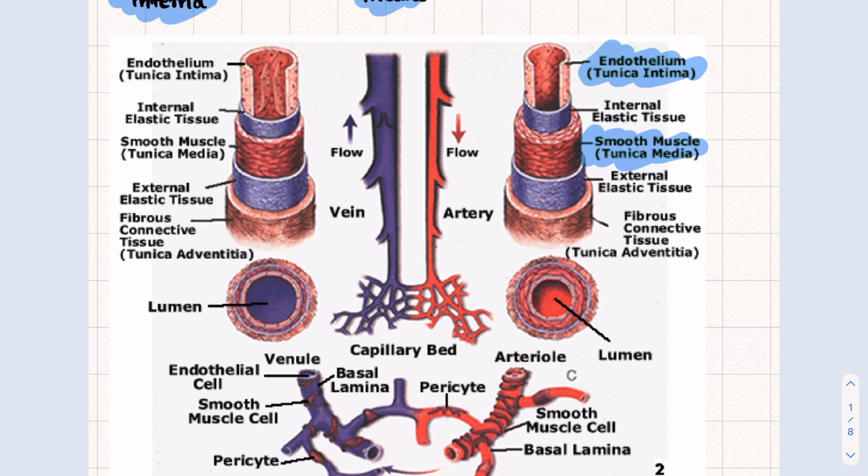Tunica externa is also called tunica adventitia, and it's basically the outermost layer of the three and adjacent to the surrounding tissues. Tunica externa is made up of collagenous fibers and is the thickest layer in the veins.